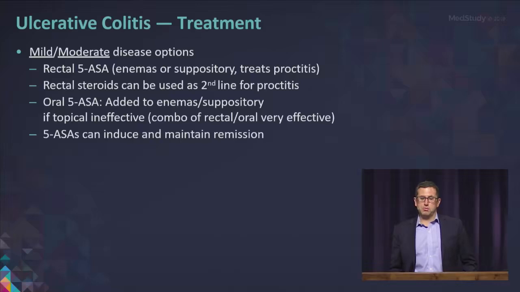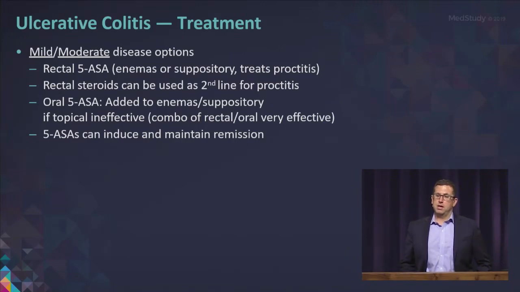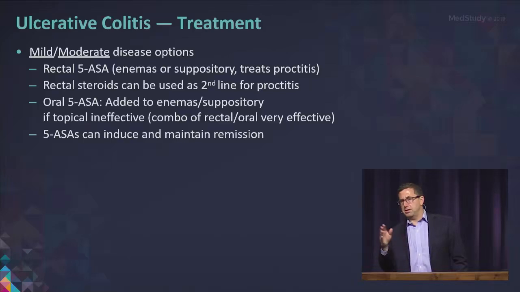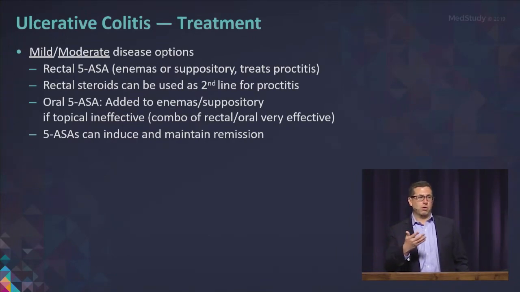For ulcerative colitis treatment, mild to moderate disease treatment options include rectal 5-ASAs. So these could be enemas or suppositories. These are mainly going to treat proctitis. Sometimes you could use rectal steroids as a second line. If the distal disease, like sigmoid and rectal disease, is not really responding to enemas or suppositories, you could add oral mesalamine like Asacol or Lialda, and the combo therapy is actually more effective than either alone.